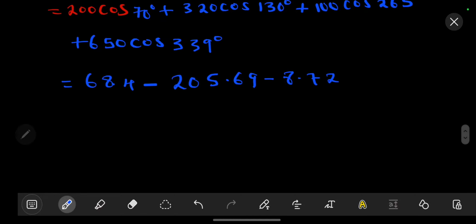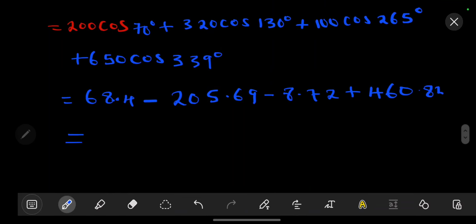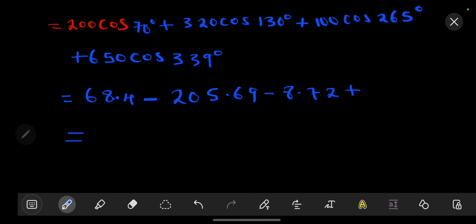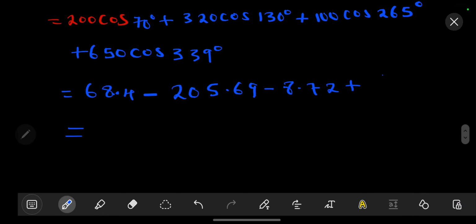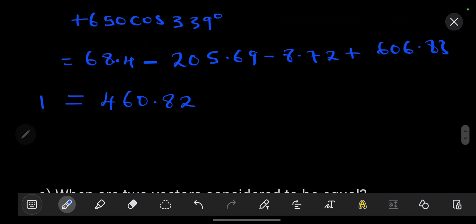So this is the goodness about doing things using the positive x-axis. It actually gives you the sign. So our 650 cosine of 339 degrees, this one is giving us a 606.83. So when we add them, we are going to get 460.82. So this is our resultant in the x.